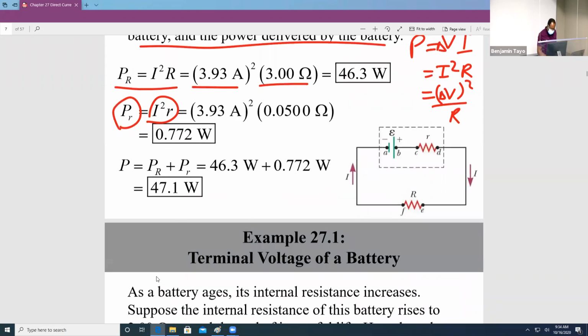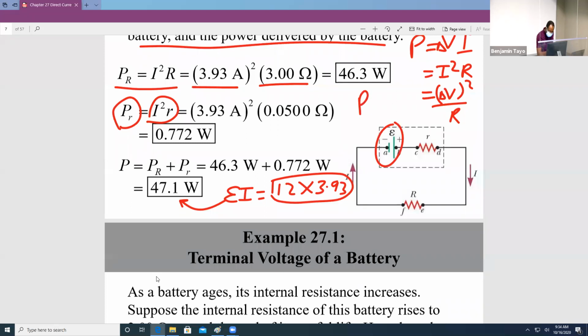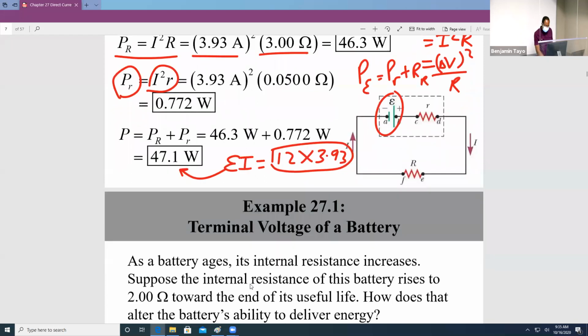Now notice that if you just multiply the EMF times I, you should also get the same value here. So this should be 12 times 3.93. It should be the same. So we say that the total power supplied by the battery is equal to the power to the internal resistor plus the power that is given to the external resistor. That's just like conservation of energy.